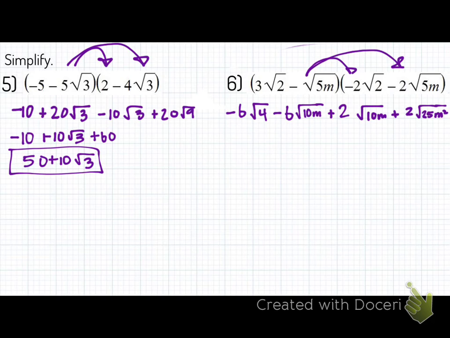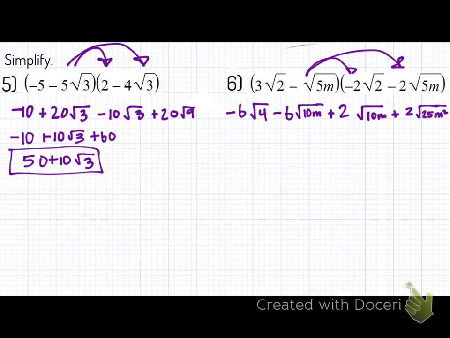Then I ask myself, can I simplify anything? Are there any perfect squares in any of these numbers? Is there a perfect square here in the 4? Yeah, what can I take out? 2. Good, okay. Can I take out anything from this 10m? No. Can I take anything out from this 10m? No. Aren't these two like terms? Yes. Yes, so we're going to think about combining them.